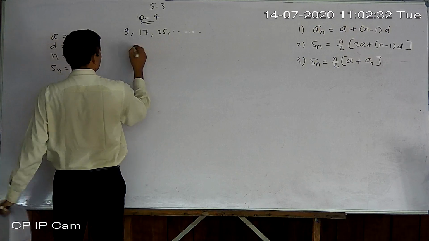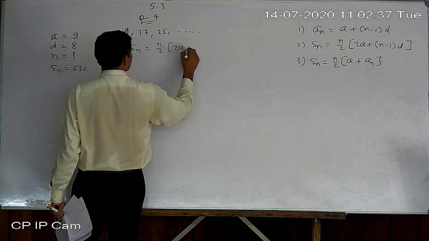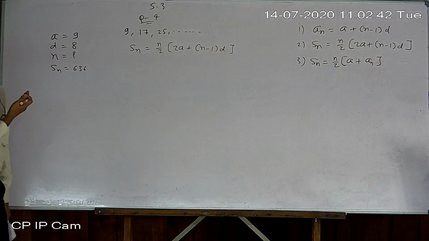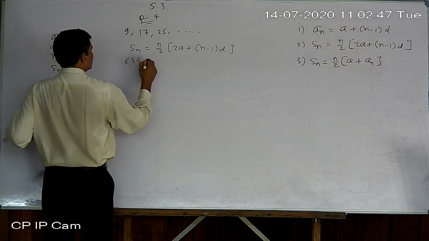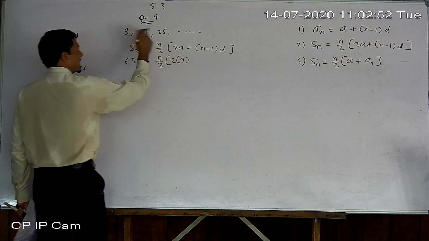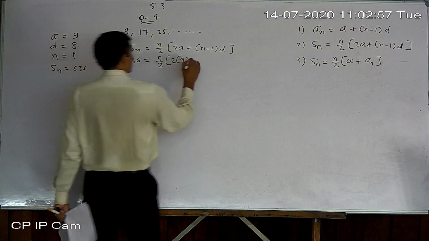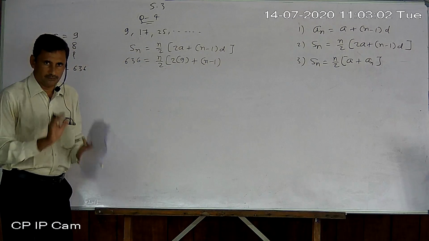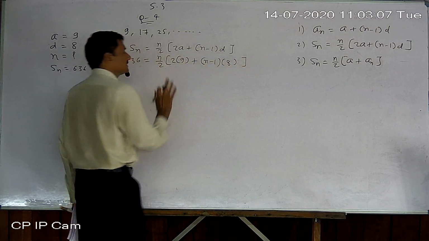So write down the first formula and place all the values whatever you have. Sn is given, 636. n itself is not given. a is 9 because f is given, and f given means you are given a and d both. Plus, n is not given, so (n − 1) in the bracket remains the same. d is 8. So I just place all values.